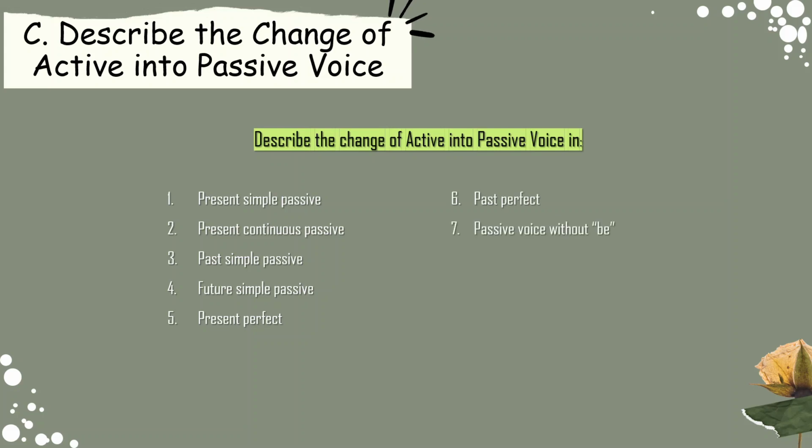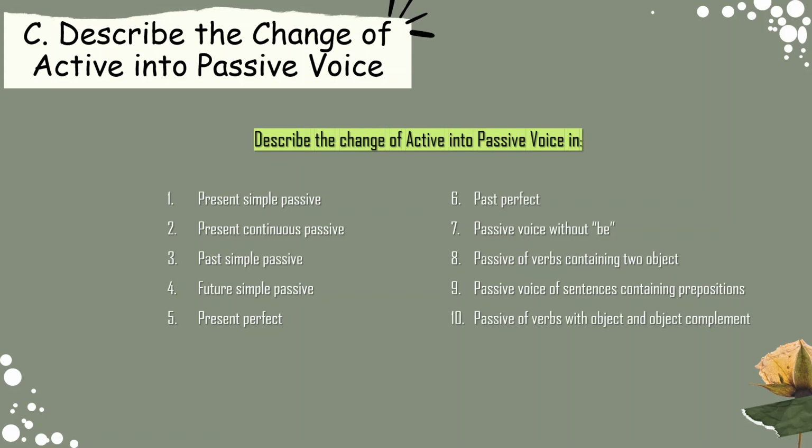Next, passive voice without be. Next, passive of verbs containing two objects. Next, passive voice of sentences containing prepositions. And the last one is passive of verbs with object and object complements. So, yeah, I want to describe them one by one. Let's continue.